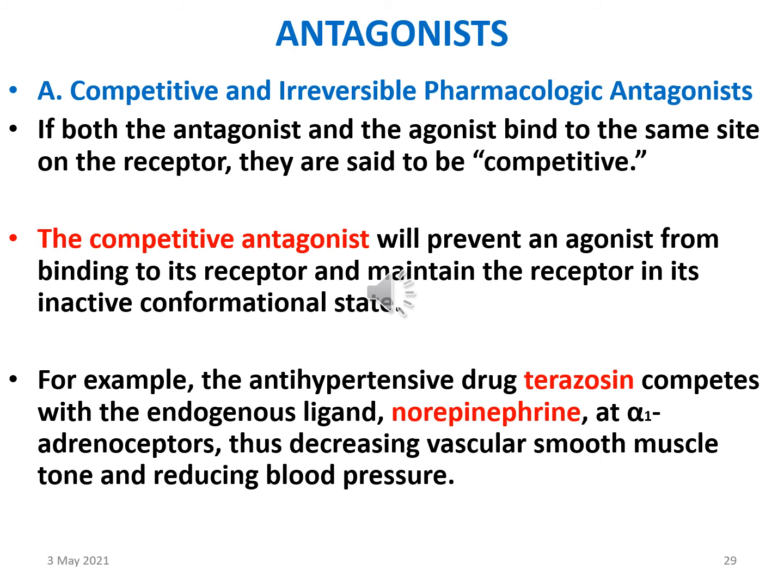Now, antagonist. Regarding antagonist, a competitive and irreversible pharmacologic antagonist. If both the antagonist and the agonist bind to the same site on the receptor, they are said to be what? Competitive. The competitive antagonist will prevent an agonist from binding to its receptor and maintain the receptor in its inactive conformational state. For example, the antihypertensive drug terazosin competes with the endogenous ligand norepinephrine at alpha-1 adrenoceptors, thus decreasing the vascular smooth muscle tone and reducing blood pressure.